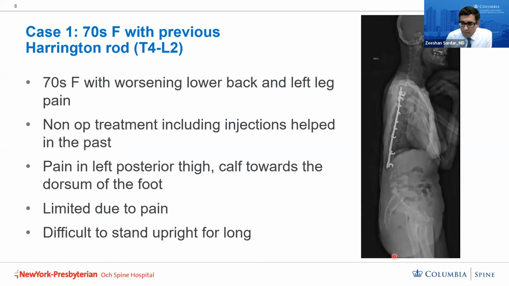So here's a patient of mine, a 70-year-old female with worsening lower back pain and left leg pain. She's gone through all the typical non-operative treatment in the past, but continues to have significant back and leg pain, limited in terms of her ability to walk due to the pain, and also reports that it's difficult for her now to stand up straight. She says that initially after the surgery, she was doing pretty good. She did pretty well for many years, but over the past 10 years or so, gradually, it's been difficult for her to even stand up properly, stand up straight.